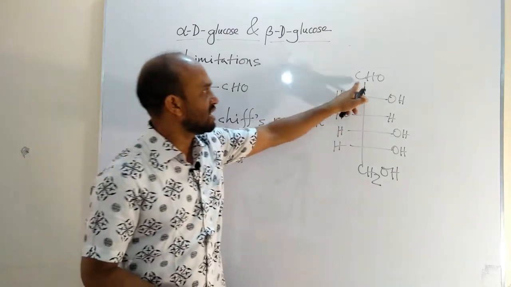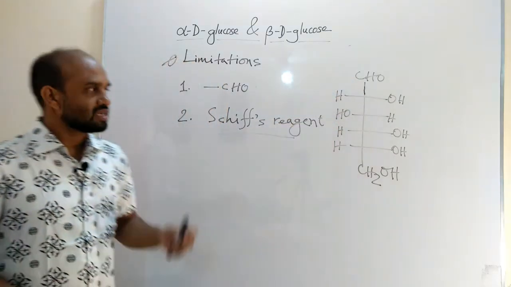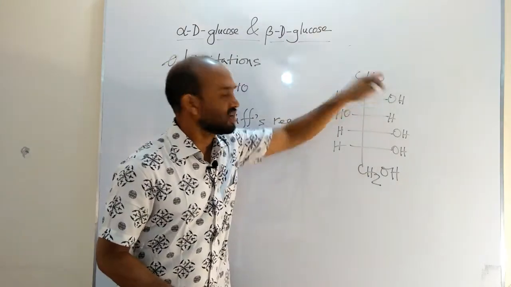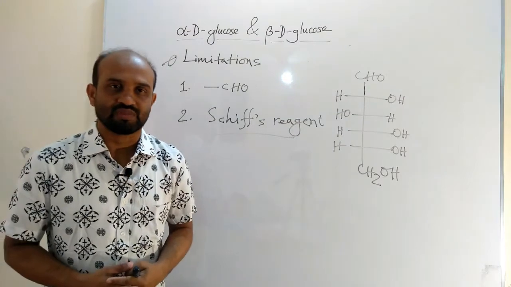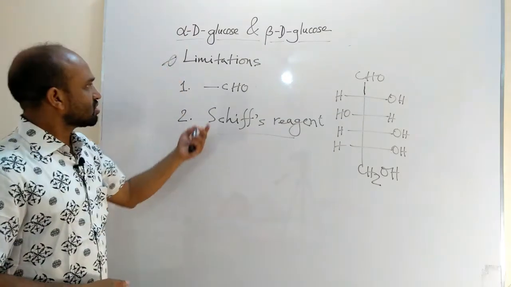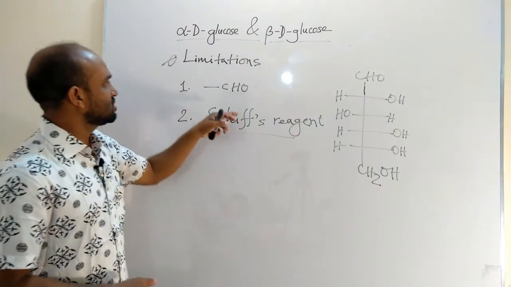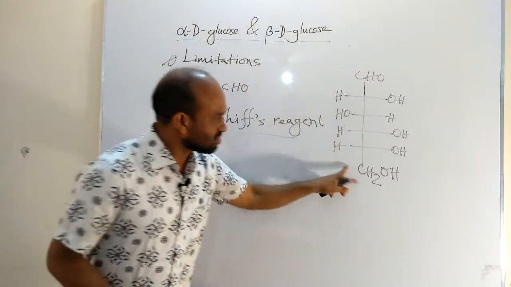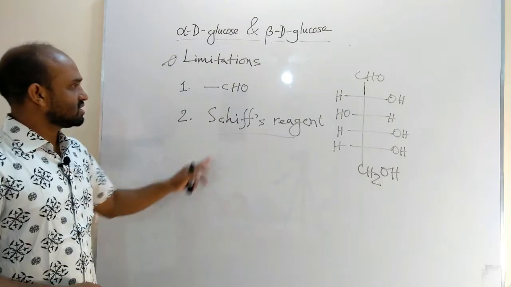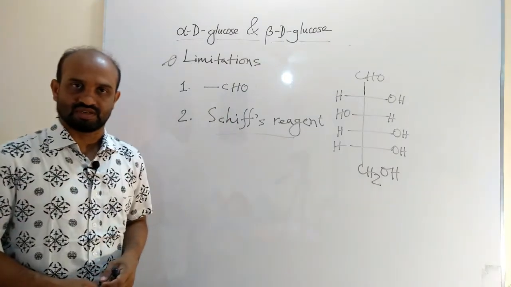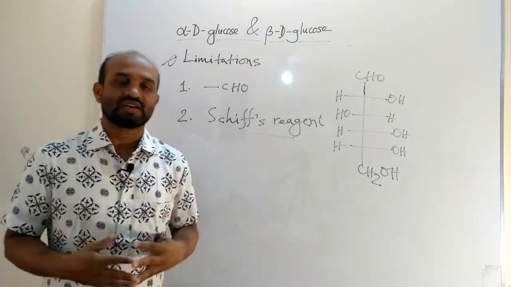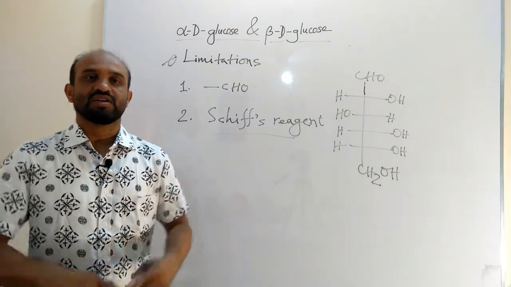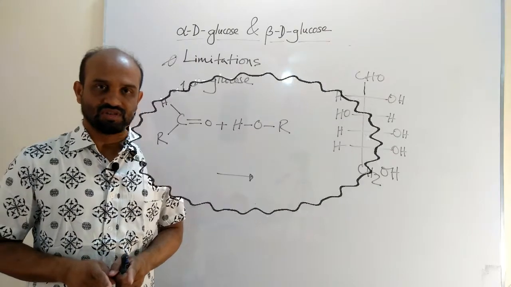Here we see an aldehyde group, but there are some limitations of this structure. It has an aldehyde group, but spectroscopic experiments cannot find the presence of an aldehyde group. Again, it cannot recover the color of the Schiff's reagent. That's why the cyclic structure of D-glucose is proposed. Let's see the cyclic structure of D-glucose.